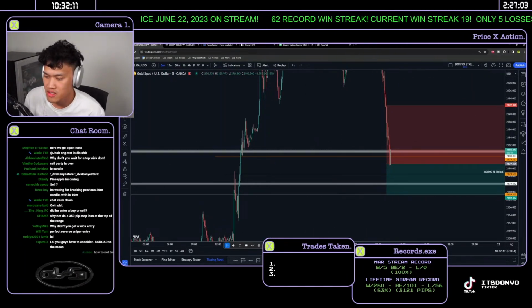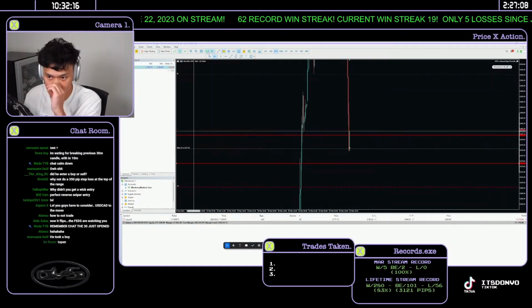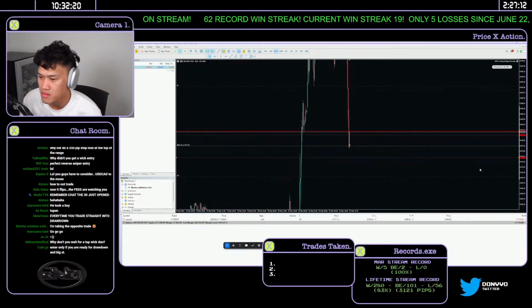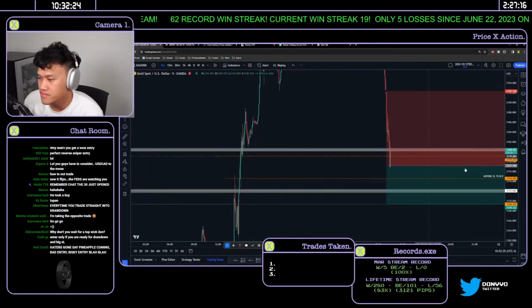Once you get a wick entry, it was the opening for me. That was it. I mentioned before the candle closed that if you were to close right below the range, I'll take it right away with the closure below, as long as it's a bottom wick, right? And there was a bottom wick here. So for me, that was fine.